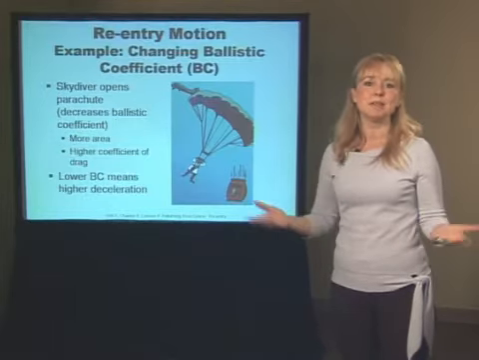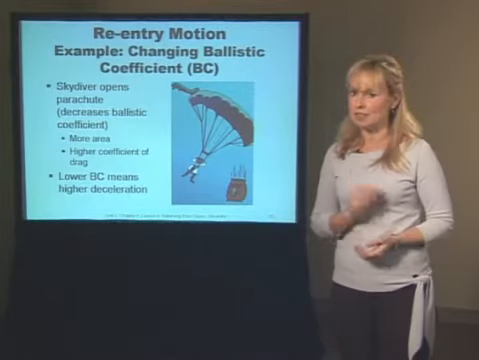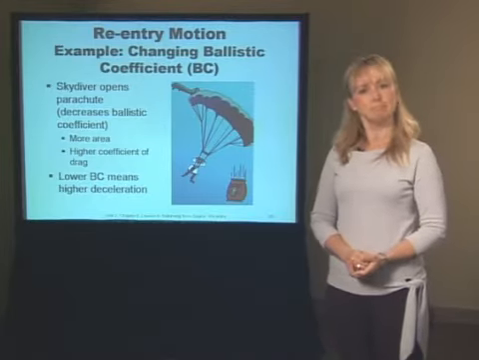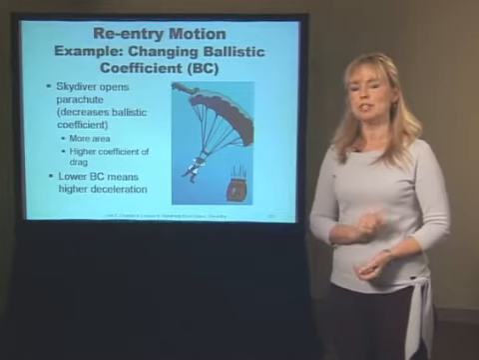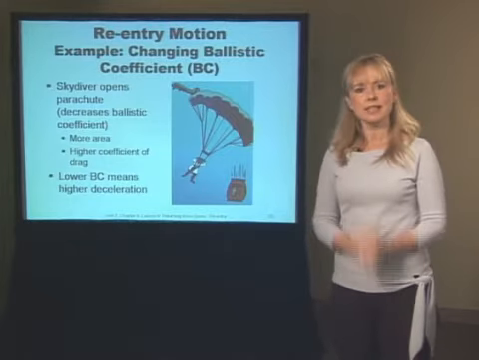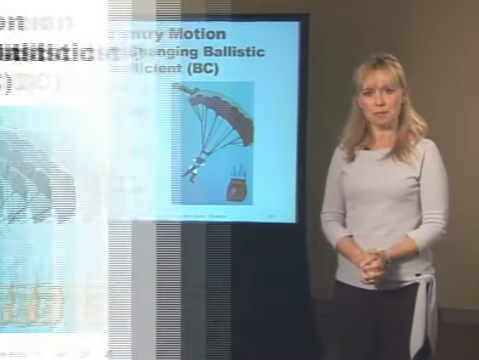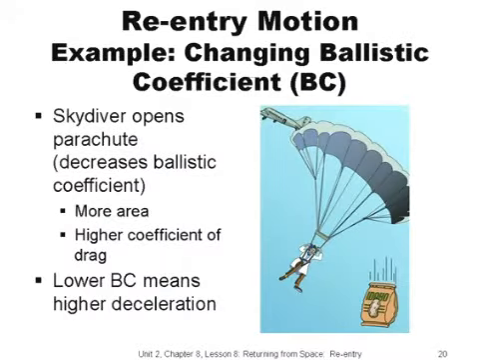When Jerry opens his parachute, he slows much faster than the sack of potatoes. But why? What happens to his BC? Let's think about this point by point. Jerry's mass stays the same, but when his chute opens, his cross-sectional area and drag coefficient increase dramatically. And when that happens, his BC goes down, making his descent rate slower than the potato sack's descent.